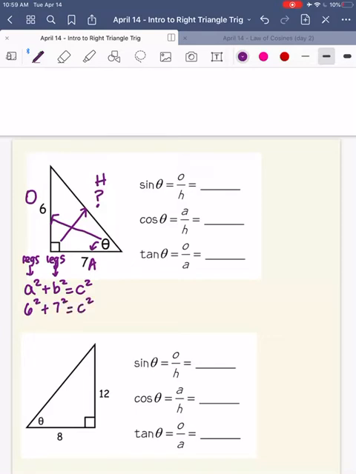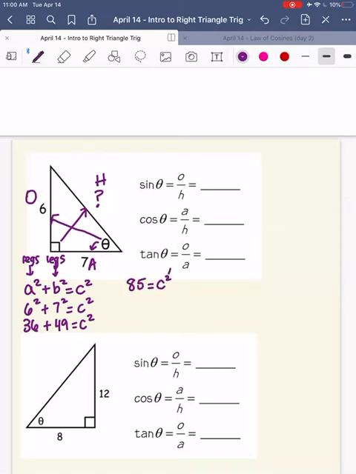All right, so try to keep it as organized as possible. So 6 squared means 6 times itself, which is 36. 7 squared means 7 times 7, or 7 times itself, which is 49. And notice I'm just bringing this c squared down. Now I'm going to add them together. So that's going to be 85 equals c squared.